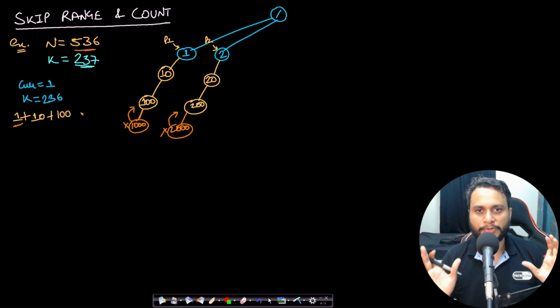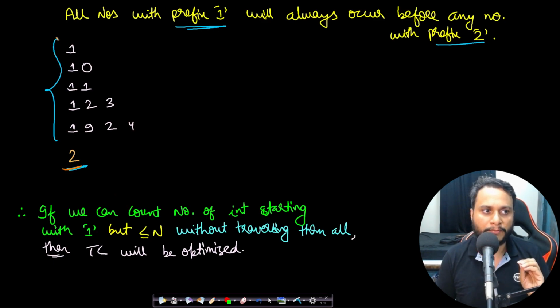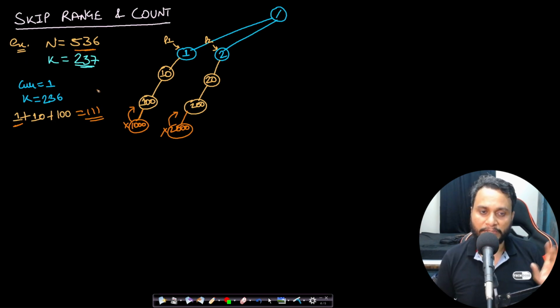So the total contribution of 1 as a prefix will be the contribution with 1 digit, the contribution with 2 digits, the contribution with 3 digits. And if this n value was, let's say, 1536, then I would have also counted the contribution with 4 digits, right? But this is not the case here, so we were going out of bounds. So the total number of items before starting any number starting with 2 will be equal to 111, right? So we know that before even starting any number with 2, we have to skip 111 numbers which are starting with 1. Those will come before the 2.